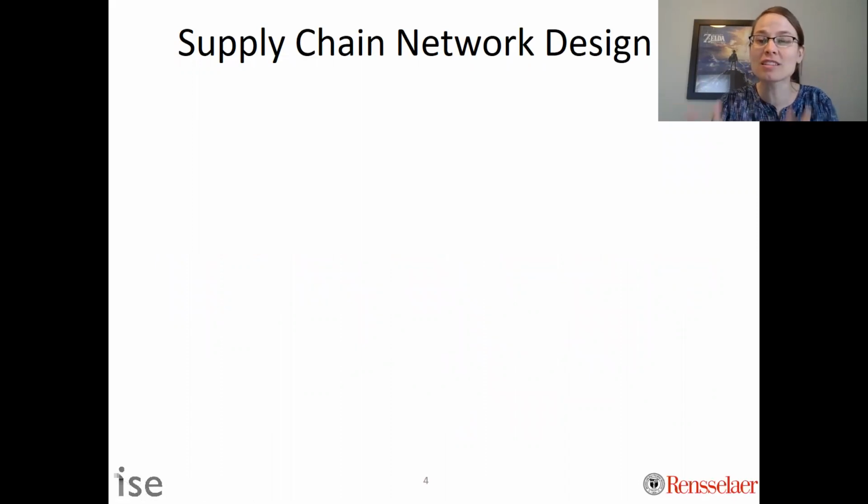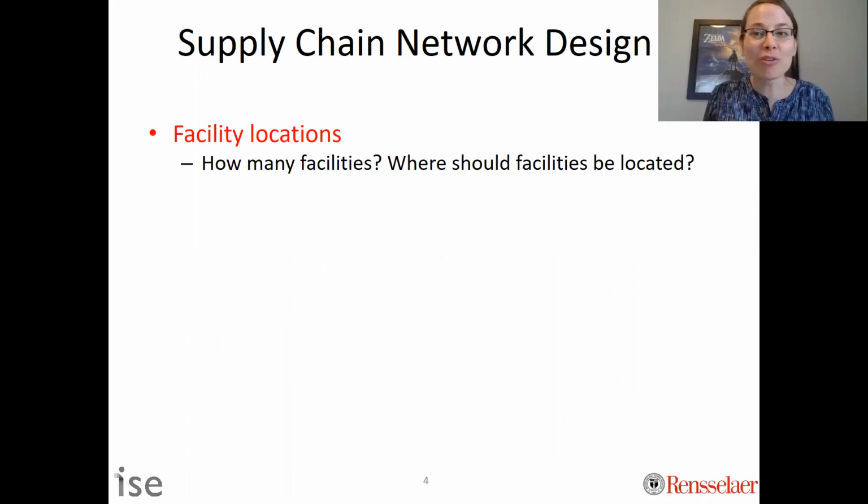So if we wanted to design a supply chain network, what types of questions do we need to ask ourselves to be able to do that? Well, one obvious question would be, where should we locate facilities? How many facilities should we have? When we think about facility location, that could be retail locations, manufacturing facilities, warehouses, any type of facility that's needed in the supply chain network. We need to determine how many should we have and where should they be located. That's a fundamental question in network design.